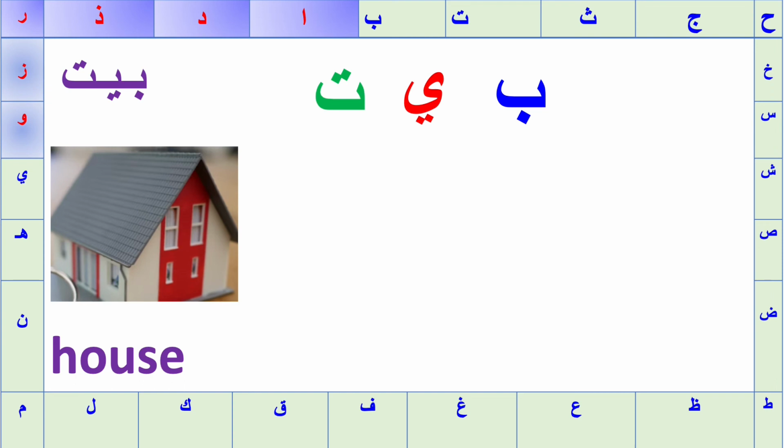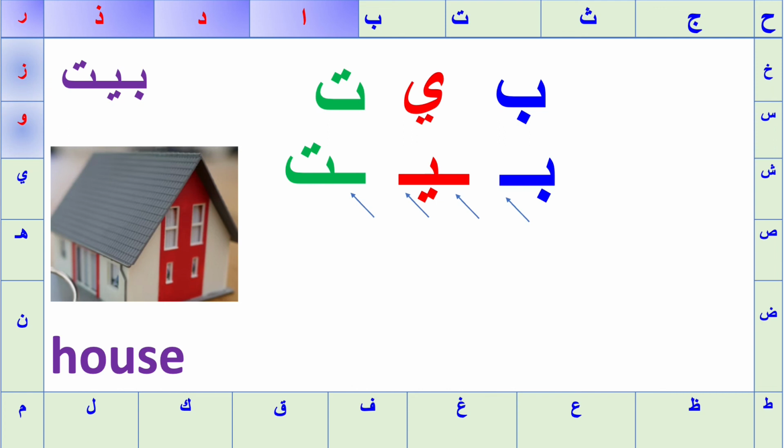So al-ba is initial, so it is written in this shape, extending a little bit to the left so that it can connect with the ya. Al-ya is able to connect with both the preceding ba and the following ta. So we have this shape, ya, extending to the right and extending to the left. The final letter is al-ta, which is made with extension to the right so that it can connect with the ya. So you get bait.